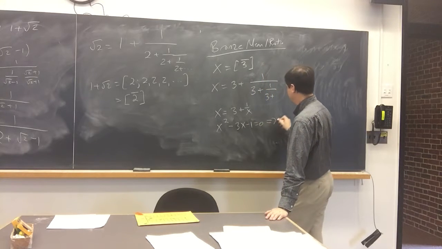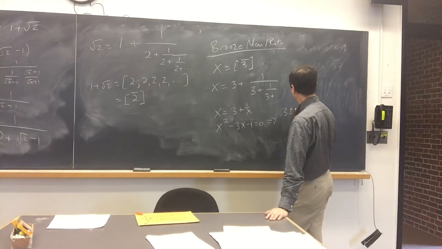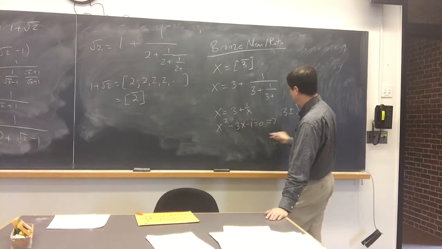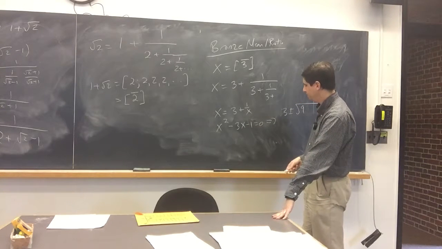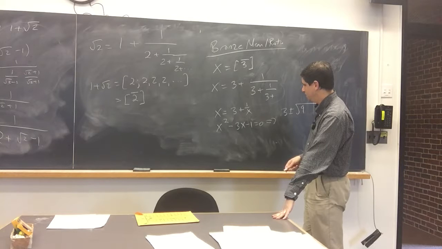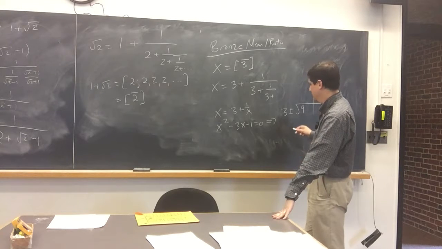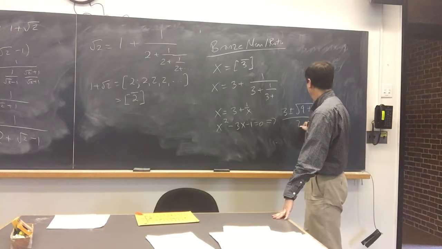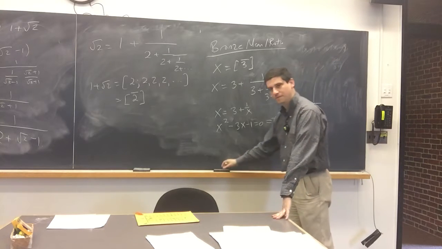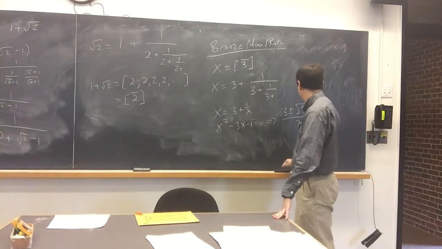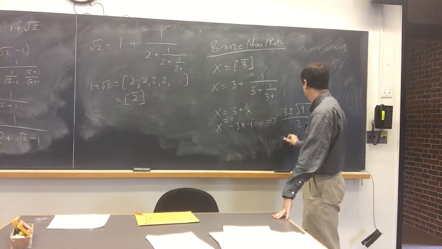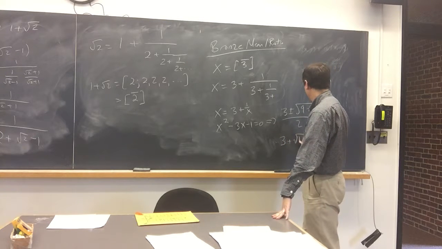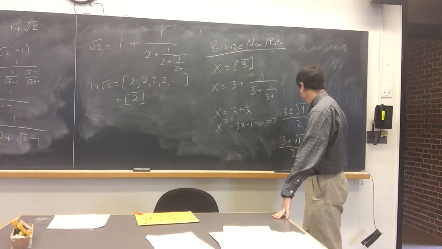So the roots should be 3 plus or minus the square root of b squared minus 4ac, which would be plus 4, over 2. We clearly don't want the minus sign. So we should get, this is 13, 3 plus the square root of 13 over 2.